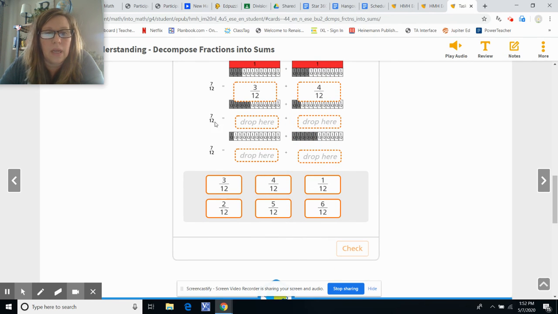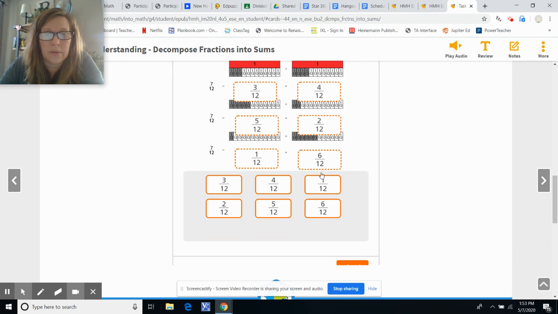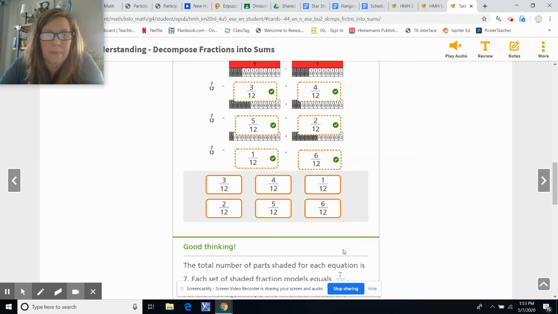Okay, let's look at the next one. 7/12, we did 1, 2, 3, 4, 5/12. So let's pull our tile that says 5/12, and we have 1, 2, 2/12. And then this one here was 1/12, and we did 6/12 over here. So let's check our answer. And we would be correct. Remember, each one of these is a unit fraction. And so these 3 unit fractions represent 3/12.